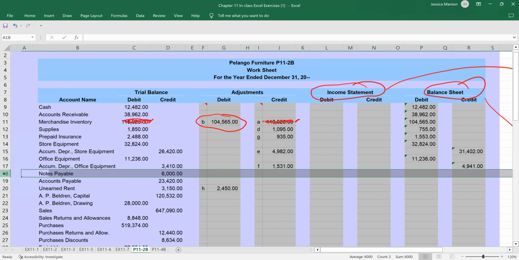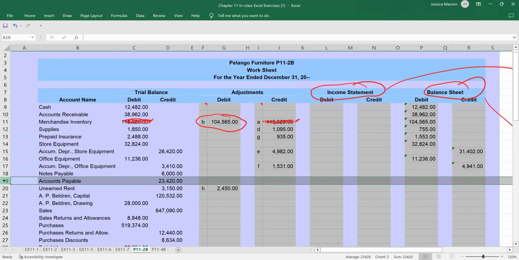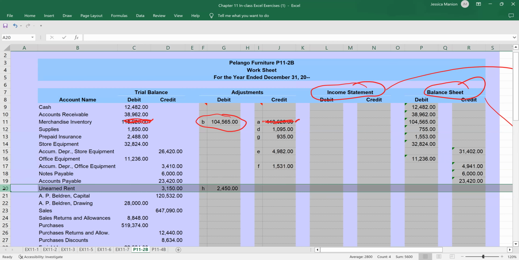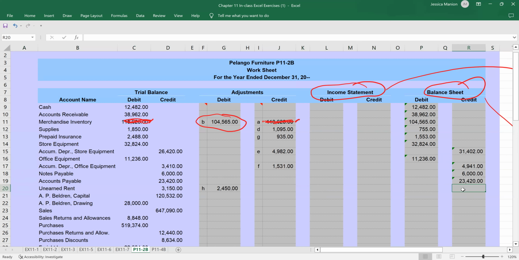So notes payable did not have an adjustment. Accounts payable did not have an adjustment. So these just get carried over. Notes payable still equal to 6,000. Accounts payable still equal to 23,420. Unearned rent, however, did have an adjustment. Again, this is a liability account. Liabilities have a normal credit balance. It started with a credit balance of 3,150. We debited or subtracted 2,450. So we're down to 700 in that unearned rent account.